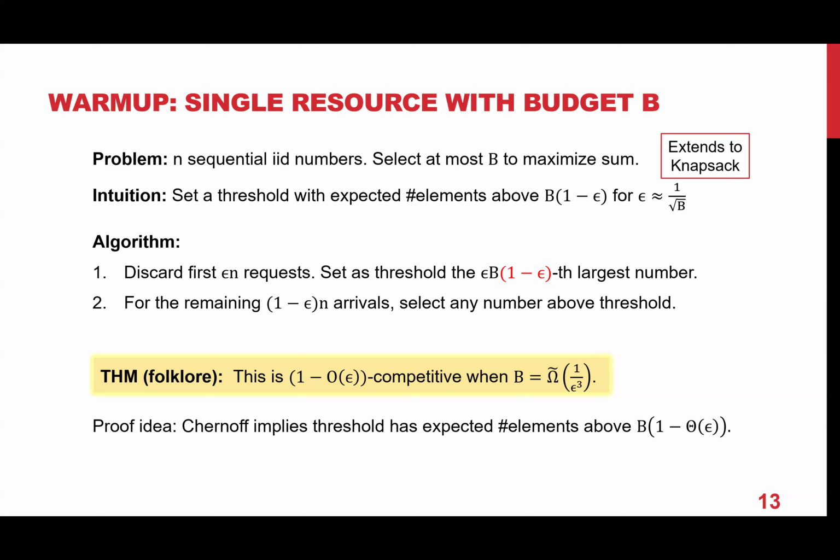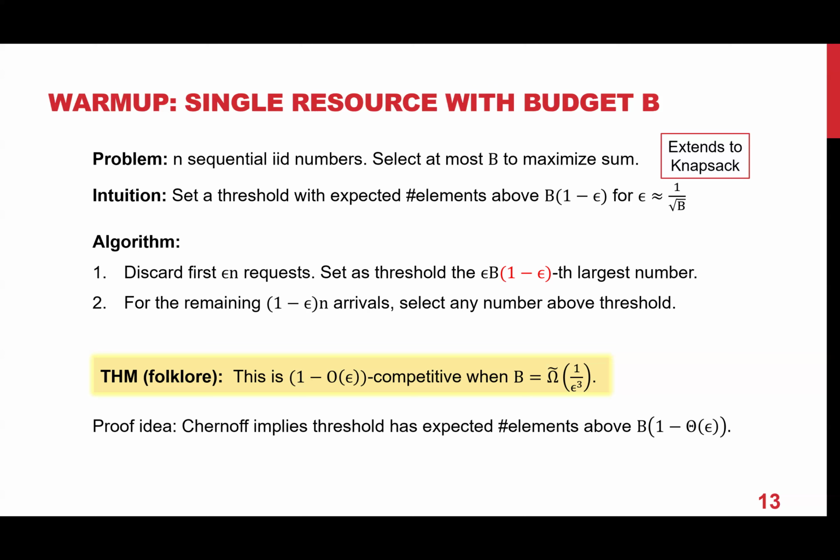And it turns out a slight modification of this algorithm will allow you to improve this 1 over epsilon cube to 1 over epsilon squared. Currently the algorithm is also called the explore-exploit kind of thing. For the first epsilon fraction, I'm just going to explore. I'm not going to take any decision, I'm not going to accept anybody. I'm just going to try to learn for the first epsilon fraction. And for the remaining 1 minus epsilon fraction, I'm just going to exploit. No more learning anymore. I've chosen my threshold, and I'm just going to take numbers which are above this threshold.